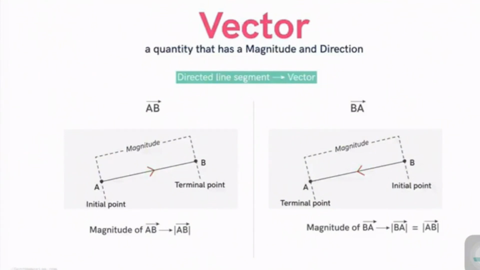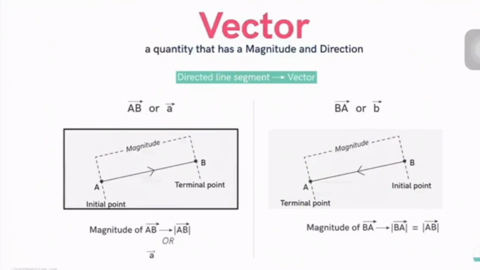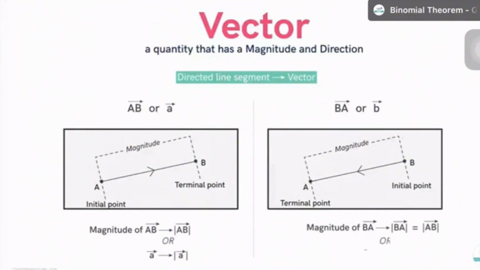Usually, to denote a vector, we also use one more notation. Instead of this, we can denote a vector by a lowercase letter with an arrow above it. So this is a vector a with magnitude denoted as this, and this is vector b with magnitude denoted as this. Thus, we see that a directed line segment, which is a simple mathematical entity, is a vector.